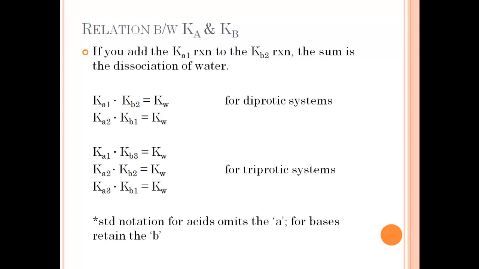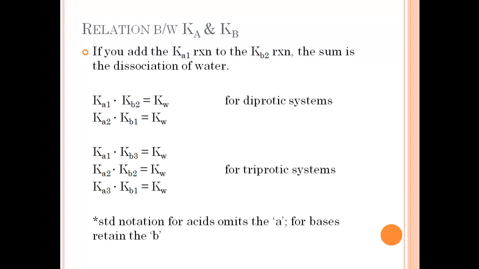From that knowledge, you can derive all of these different relationships between acid and base equilibrium. And I give it to you for the diprotic systems, and I also give it to you for the triprotic systems. Realize that your book omits the subscript A's for the acids. So instead of saying Ka1, they'll say just K1. But for the bases, they do retain the B. Don't ask me why, it's just for clarity, I assume.